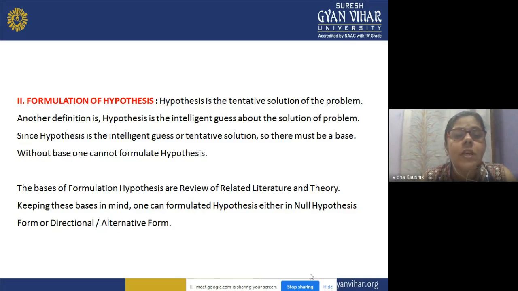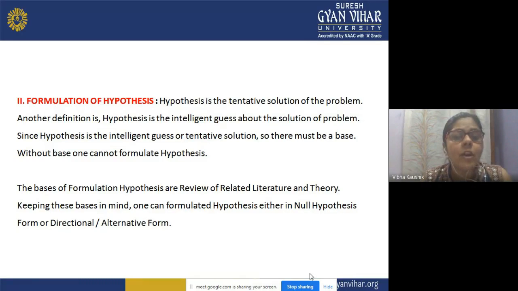Another definition is that a hypothesis is an intelligent guess. It means we are guessing that this can be a solution to a problem. Since a hypothesis is an intelligent guess or a tentative solution, it means that this can be a solution. I am not sure that this will be the solution, but I am just guessing that this can be a solution.